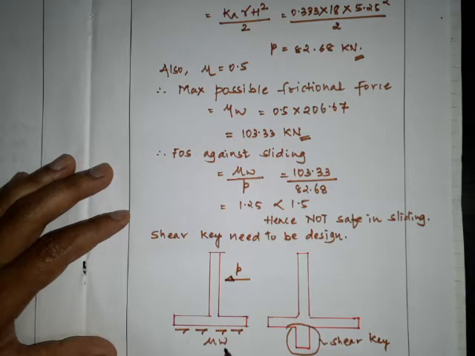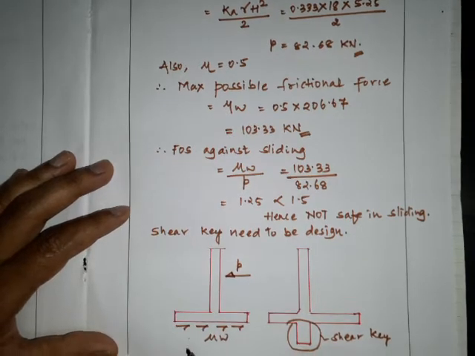The wall will slide or it will move. So this has to be resisted. The sliding of the wall has to be resisted by providing a shear key. So this is nothing but a brake. Okay, this is nothing but a brake to avoid sliding.